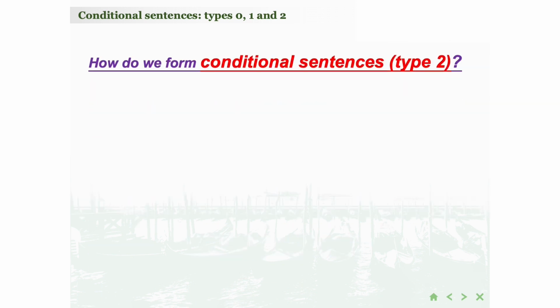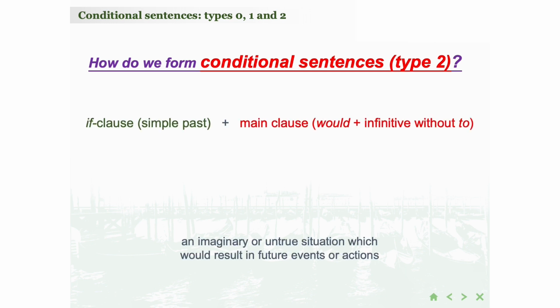Finally, let's learn about conditional sentences type 2, which are sometimes called second conditional. To form the second conditional, we combine an if clause, which is in the simple past tense, with a main clause which uses would, and then an infinitive without to.